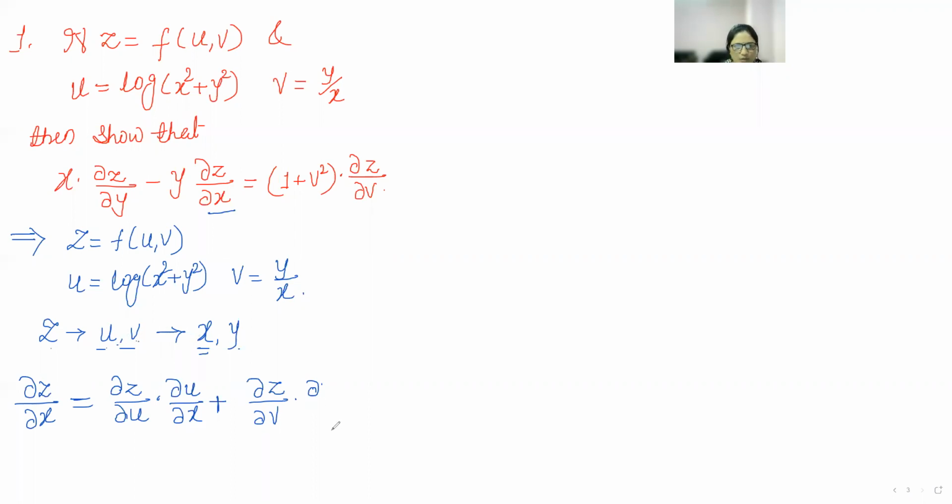Then we go to the second part. So here it is dou v by dou x. Got it? Similarly, taking derivative of this z with respect to y is equal to dou z by dou u into dou u by dou y plus dou z by dou v into dou v by dou y.